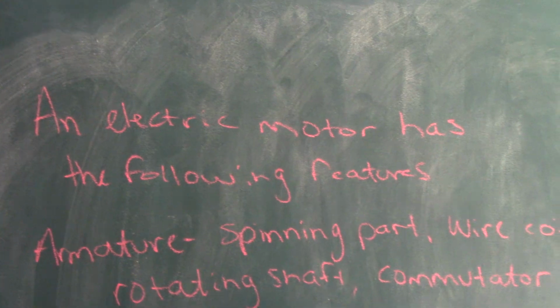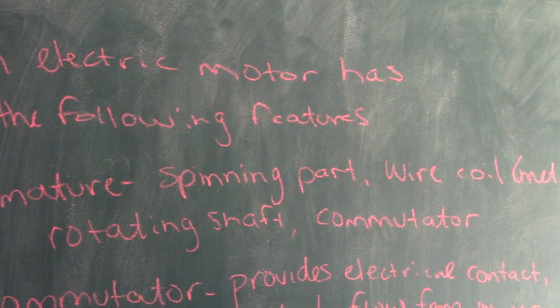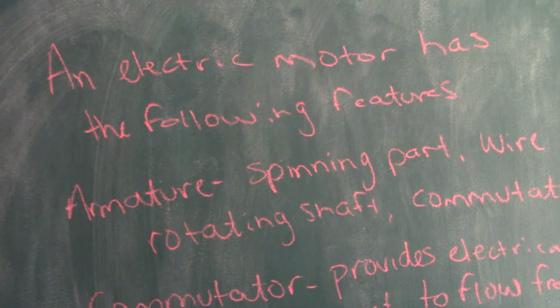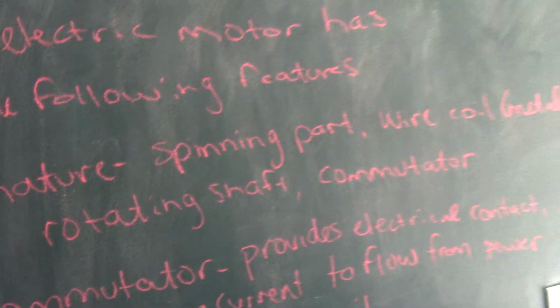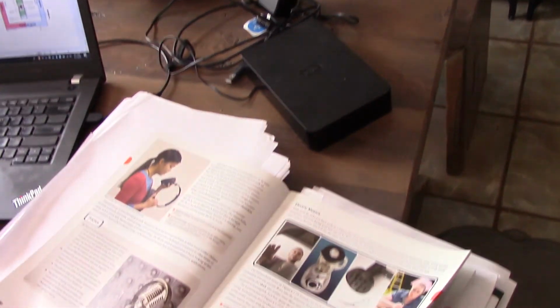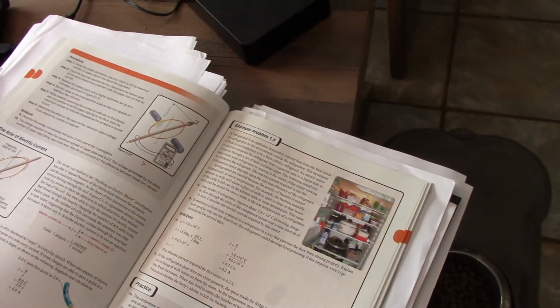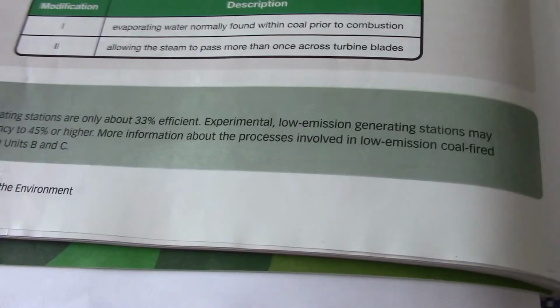A generator is really similar to a motor, but the purpose of a generator is to generate electricity in and of itself. It's not to convert that into mechanical energy directly, right? So in your textbook, not only do you have these explanations of motors and generators in the electromagnetism unit, I'm going to actually point you to the last unit here. This is the energy unit, page 500.